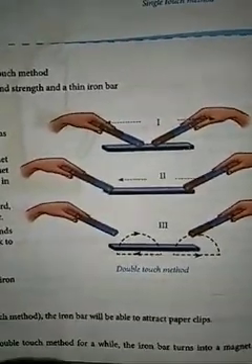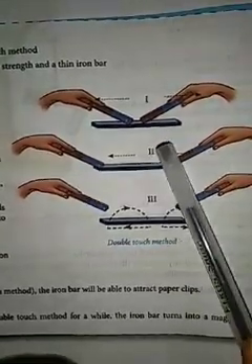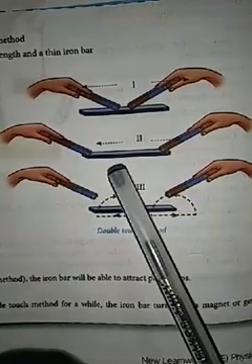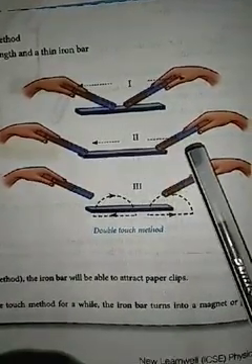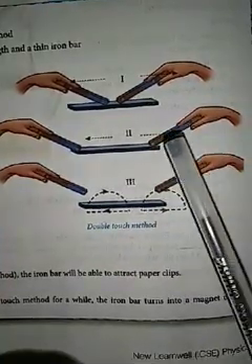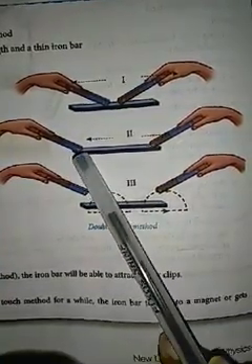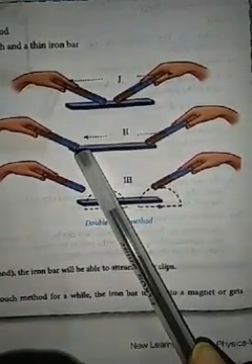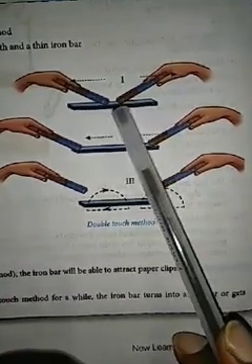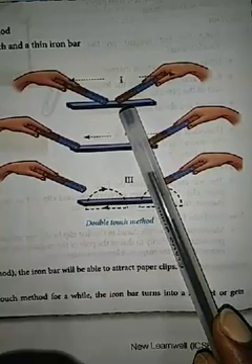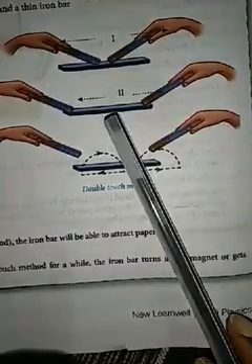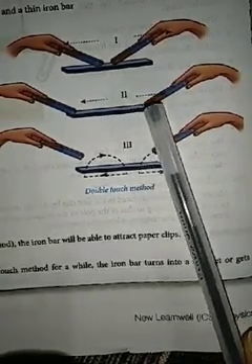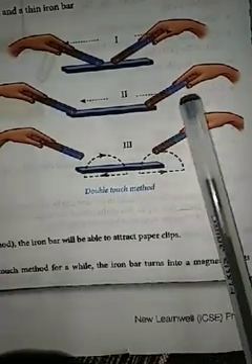In this method, the double touch method, place an iron bar on a wooden table. Mark its one end as north and the other as south. Place the north pole of one magnet and the south pole of another magnet at the center of the iron bar. Now slide the two bar magnets outwards towards the ends of the iron bar.